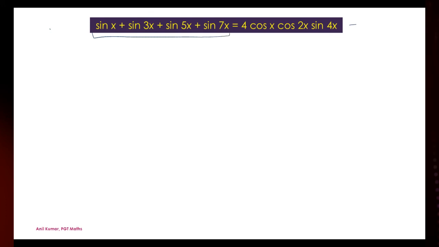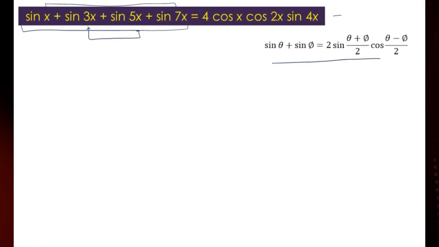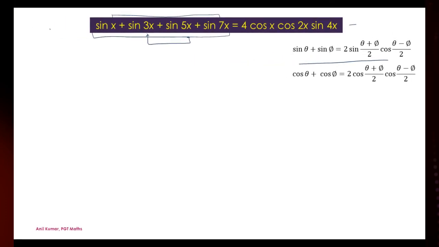So let's do the factorization, and before that let's rearrange them. See, this is x, this is 7x, total will become 8x, and 3x plus 5x will become 8x. So it's very important to arrange them, and we will apply here this identity, that sine theta plus sine phi is 2 sine (theta plus phi) by 2 cos (theta minus phi) by 2. So let's rearrange them and apply the identity.